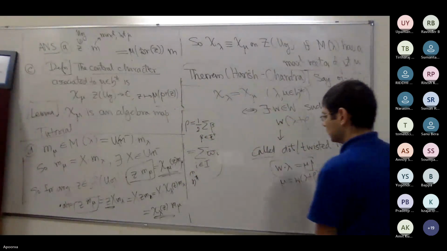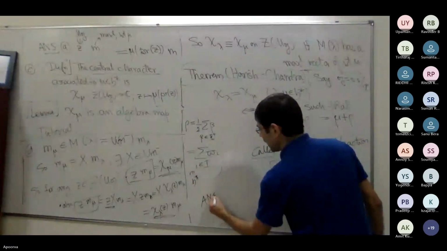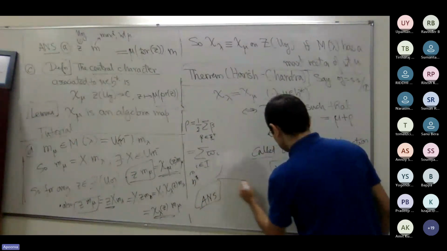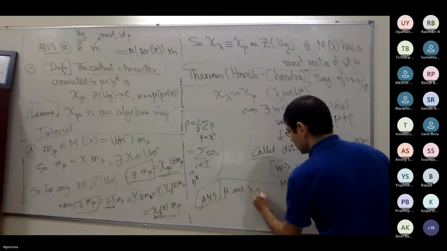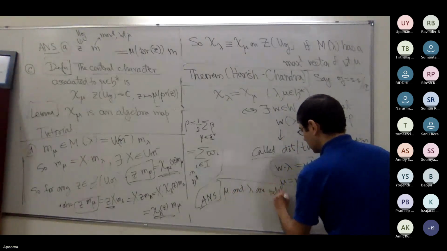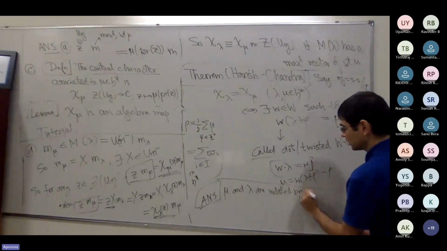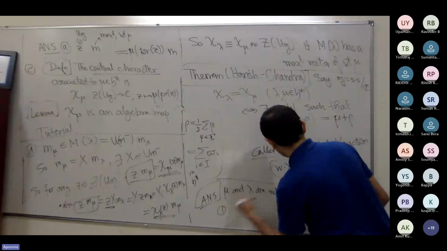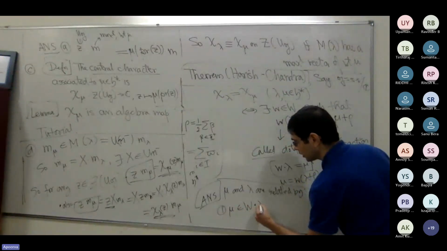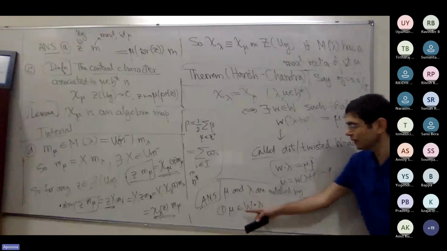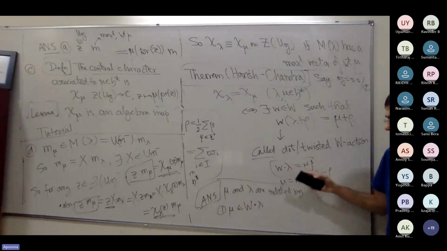So the final answer is therefore: are mu and lambda related? So there are two things. Yes, mu and lambda are related as follows, by two things. One is that mu is in the W dot orbit of lambda. There is some element, little w, belonging to big W, such that mu is little w dot lambda.